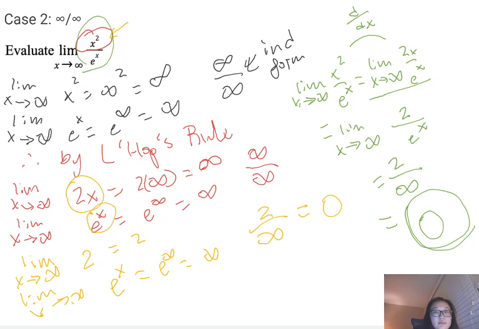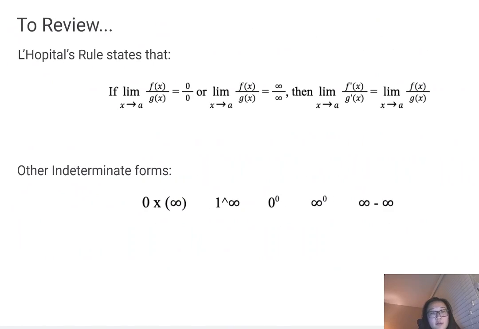All right. So to review, if we combine the two cases of L'Hopital's rule, we get that if the limit as x approaches a of f of x over g of x equals 0 over 0 or infinity over infinity, then the limit as x approaches a of the derivative of f of x and the derivative of g of x equals the limit as x approaches a of the original function. And that is all there is to it. Taking the derivative of the original function in order to evaluate it.